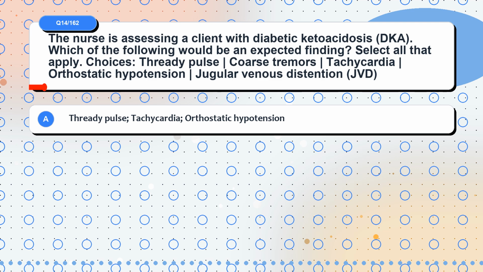Question 14. The nurse is assessing a client with diabetic ketoacidosis, DKA. Which of the following would be an expected finding? Select all that apply. Choices: thready pulse, coarse tremors, tachycardia, orthostatic hypotension, jugular venous distension, JVD. Here are the options. Option A. Thready pulse, tachycardia, orthostatic hypotension.